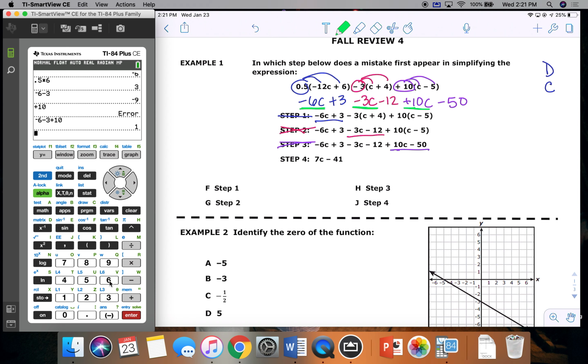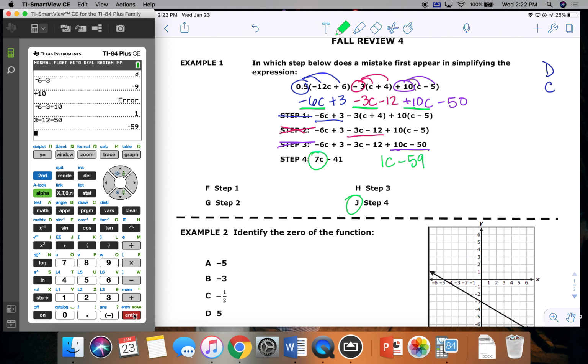And I get 1c. That's not what step 4 says. So step 4 did not combine like terms correctly. Let me check the numbers. 3 minus 12 minus 50. And I get negative 59. So somewhere in there they took something that was not a c and added it to make it a c, or something weird like that.